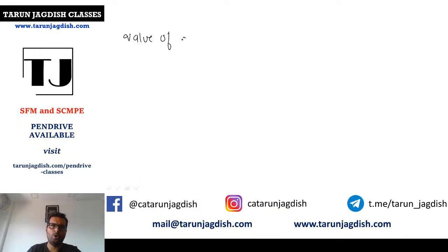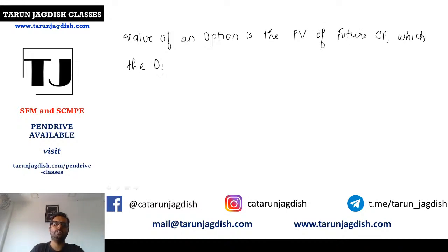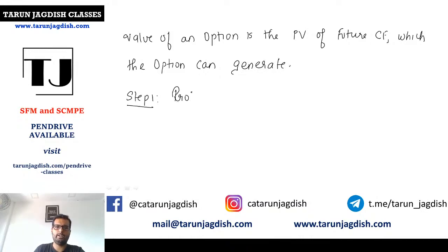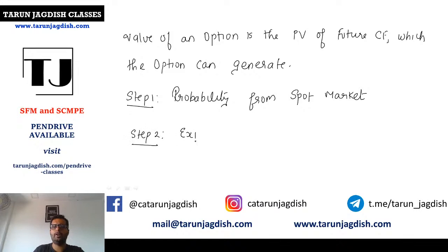Value of an option is the present value of future cash flows which the option can generate. So we normally go by two steps over here. Step number one is what I call probability, which we derive from the spot market. Probability is always derived in the spot market. Step number two, we find out the expected value, that is outcome into probability, in which market? Option market. Can you please write down till here in your books now?